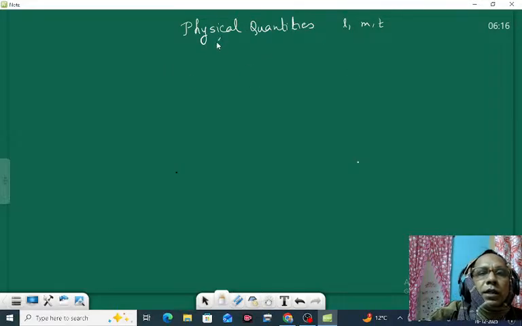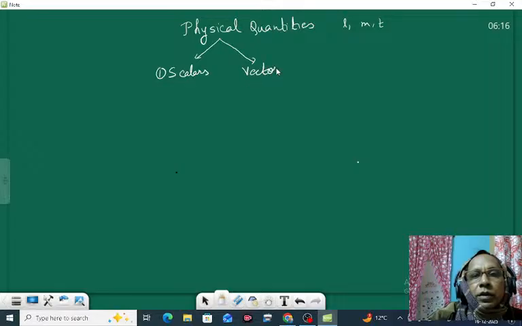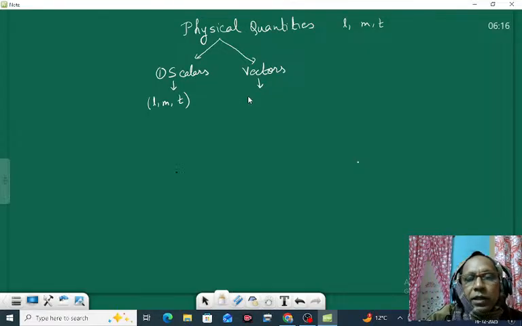Physical quantities are categorized into two parts. One is scalar quantities and the other one is vector quantities. Now we learn what scalar quantities are. Scalar quantities are those physical quantities which have magnitude only, for example, length, mass, and time. And vector quantities are those physical quantities which have magnitude and direction both, right? Examples of vector quantities are force, or you can say weight, and acceleration.